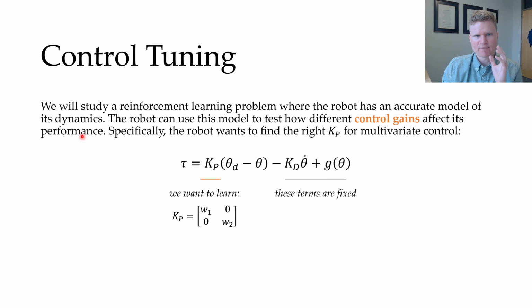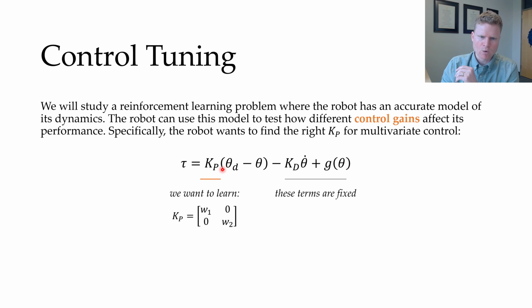So we're going to have a robot that has a very accurate model of its dynamics. And it's going to use this model to test how different control gains affect its performance. Specifically, I'm going to look at multivariate control. So here's my multivariate control law. And I want to tune my proportional gain matrix. I'm going to assume that everything else remains fixed.